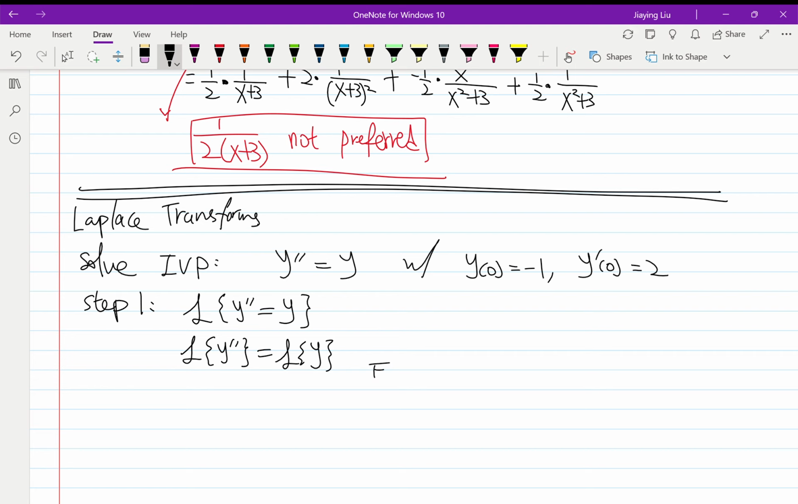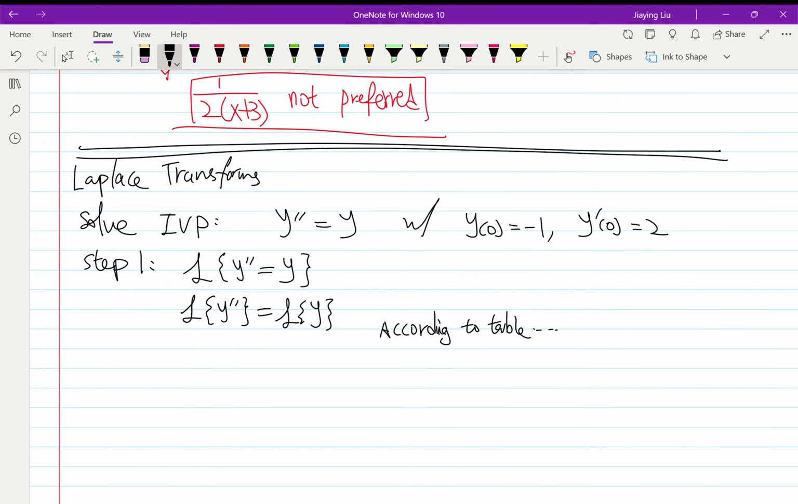So the next step, according to the table, is it okay if I just write down what I have? Okay, but you can refer to the table. So on the left side, the second derivative Laplace transform gave me s squared capital Y of s minus s lowercase y of 0 minus lowercase y prime evaluated at 0. And on the right side is just capital Y of s.